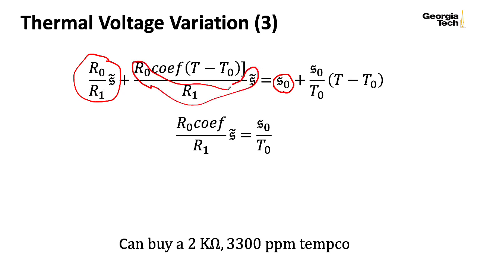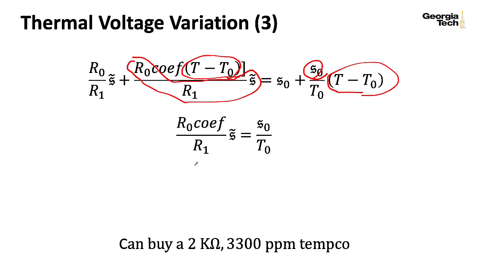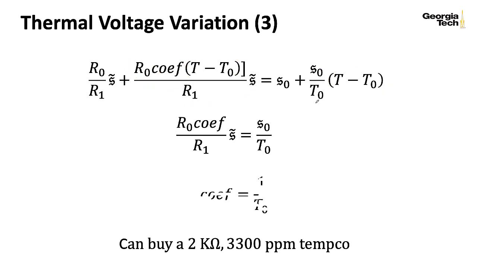So here I have R0 over R1 S tilde. So that can correspond to an S naught that shows up here, incorporating all of these factors. So those match up. I have a T minus T naught that matches up with this T minus T naught. And if this S naught matches up with this R naught S tilde all divided by R1, then the coefficient must match up with 1 over T naught. Now, if I plug in our T naught of 298 degrees Kelvin, which most Tempcos have as their standard reference temperature, that gives us 0.0034.